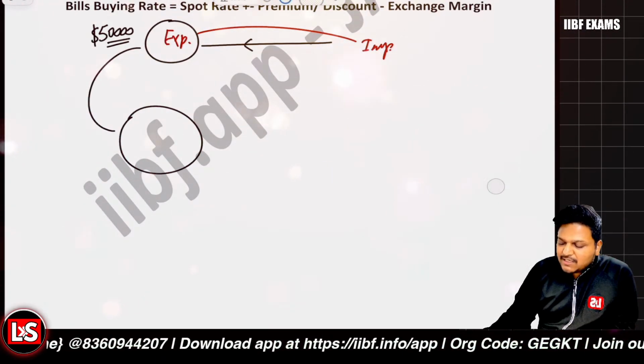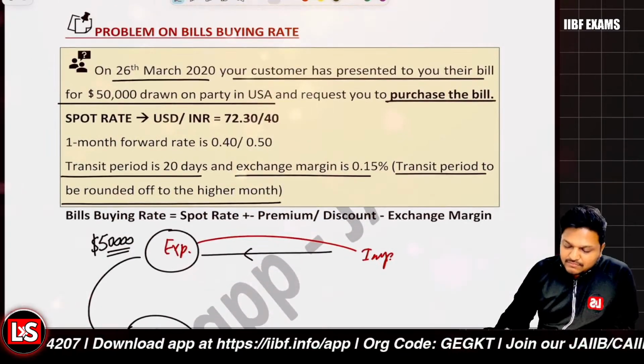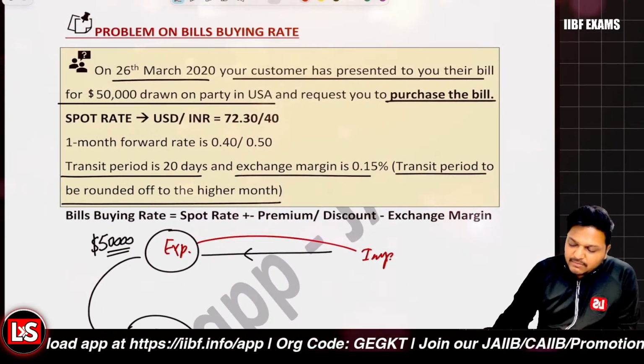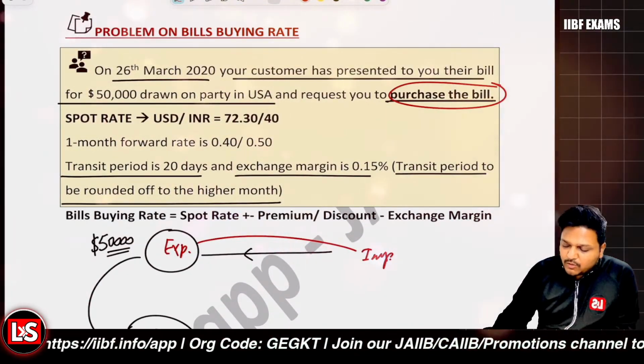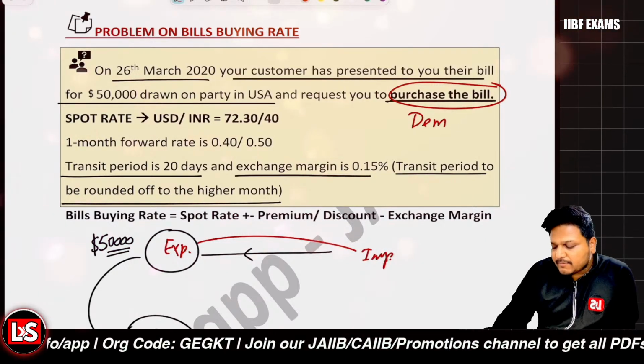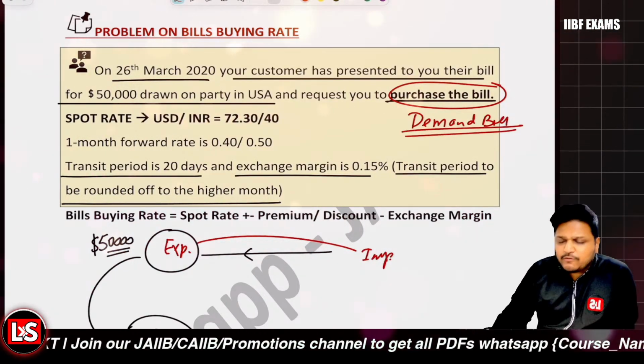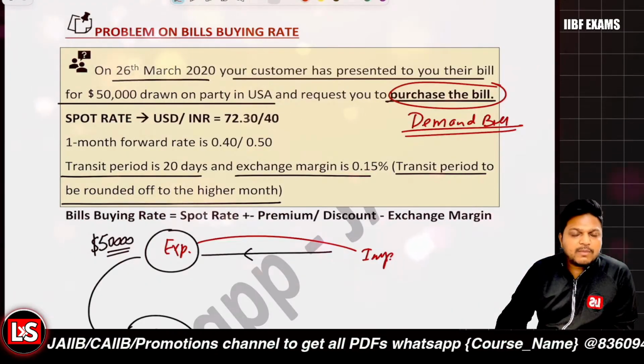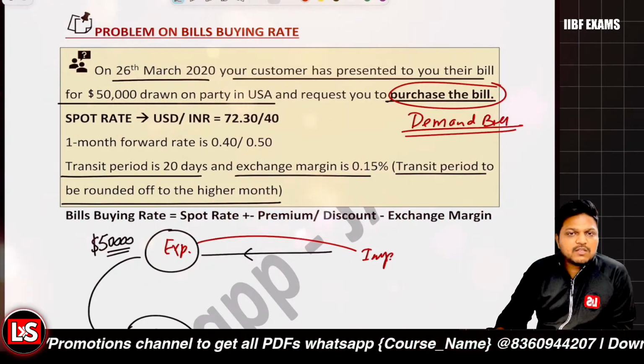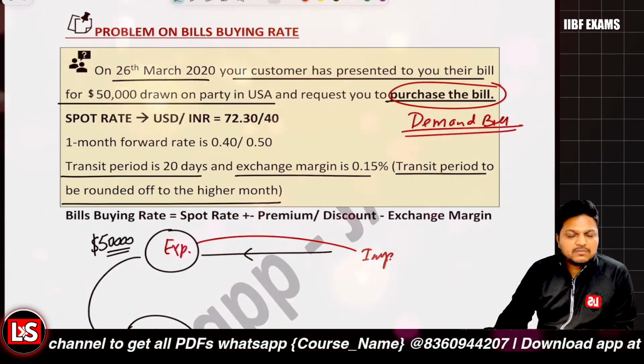So this is a case related to what they have told us clearly in the question. The customer is asking to purchase the bill. Means we are talking about what bill? We are talking about the demand bill here, right? There is no difference as such when we are solving the question, but you should be knowing why we are using the term purchase, discounting, and negotiating.